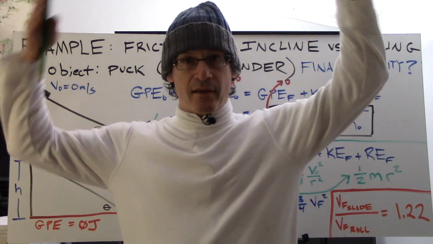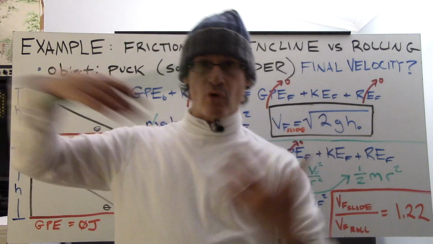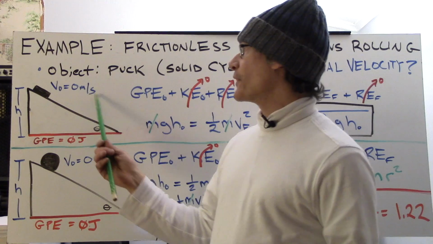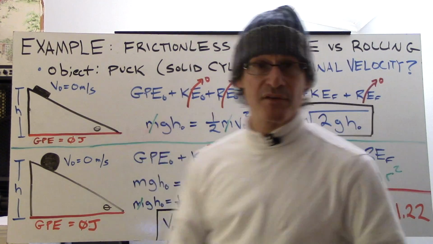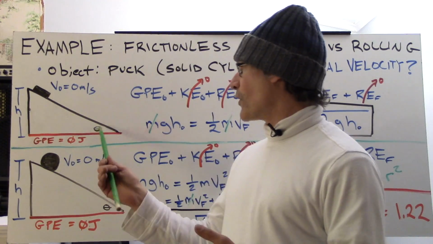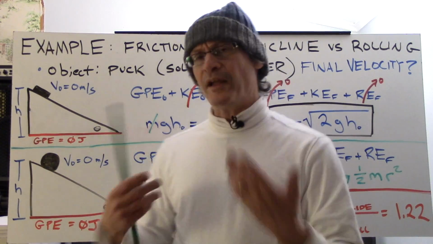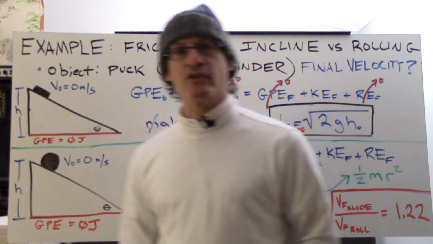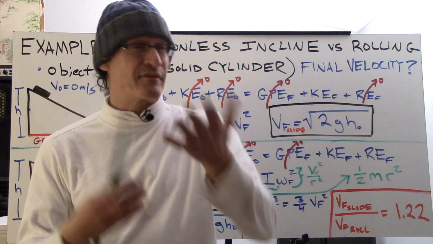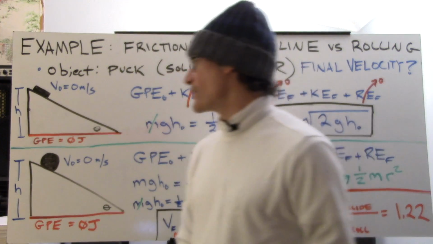So here it is, the frictionless incline versus the roll down that same incline. We're sliding versus rolling, and here we have an object that's a puck. The puck is considered to be a solid cylinder. What's the final velocity? Even though I've drawn everything here, I'm not doing a free body diagram this time. We're going to use energy concepts. They're scalars, so we don't have to be concerned about the forces acting on it, but instead the energy of the system.